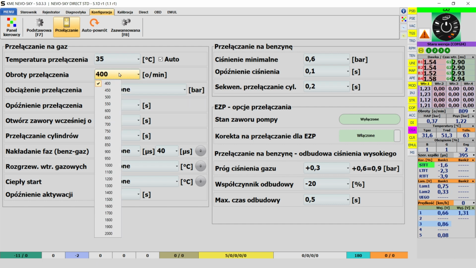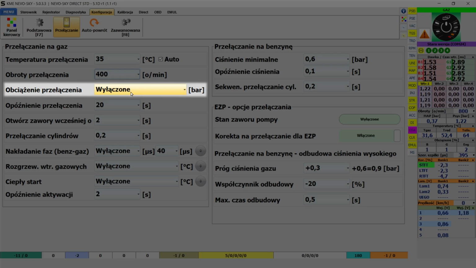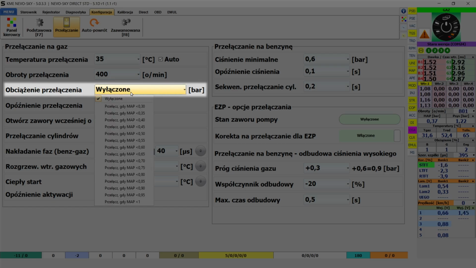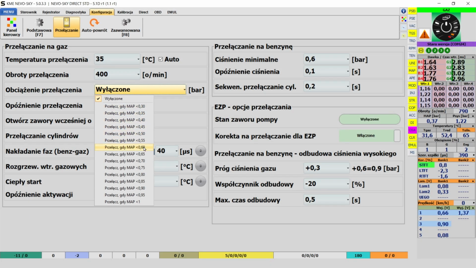Switching delay is the minimum time that must elapse from the start of the car to switching to gas supply. Modern cars are able to work for a long time in catalyst warming-up mode. In these modes, work on gas is not advisable. Then we recommend extending the delay time to 40-50 seconds, simultaneously turning on the warm start mode.